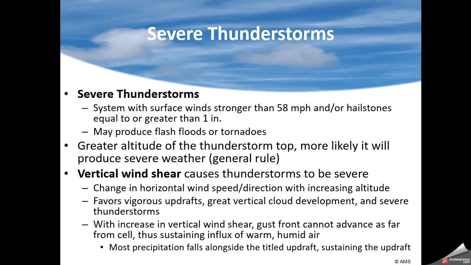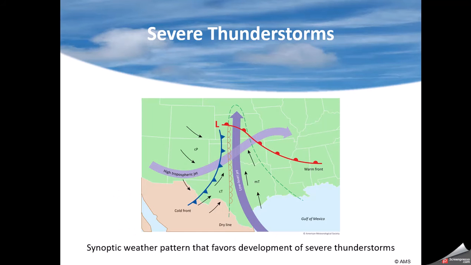So vertical wind shear really is one of the dictates of what causes severe weather and thunderstorms. The stronger your wind shear, the better chance you're going to have severe weather in a thunderstorm.